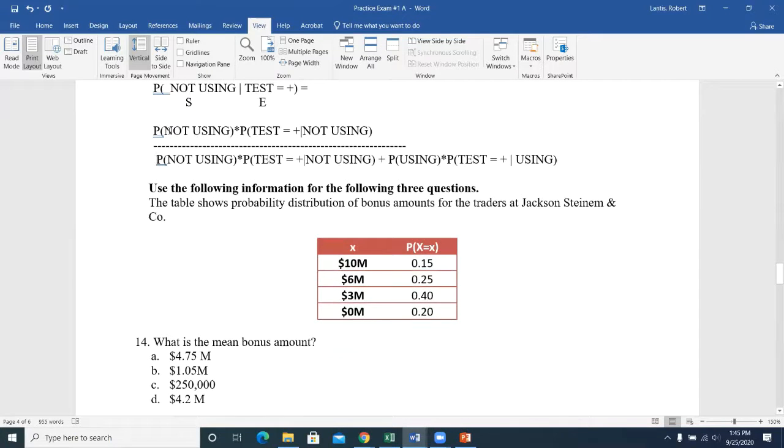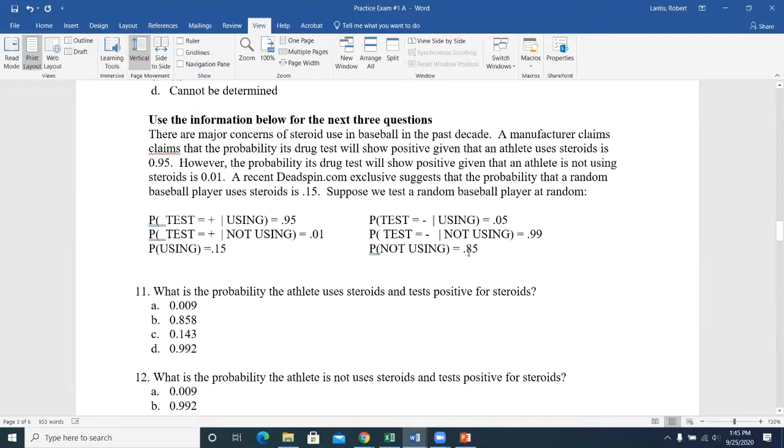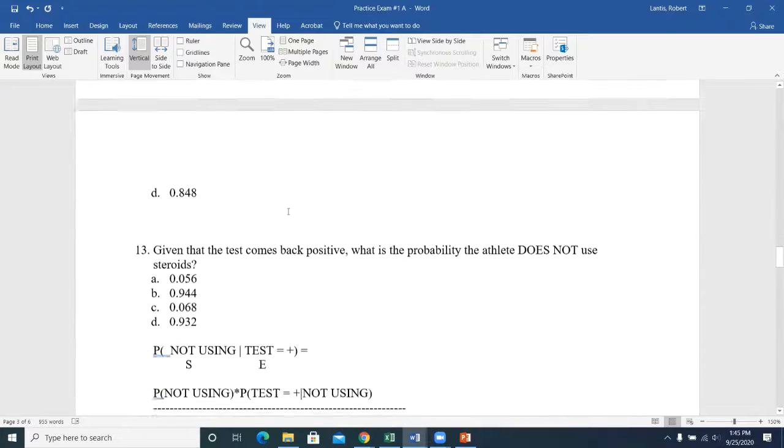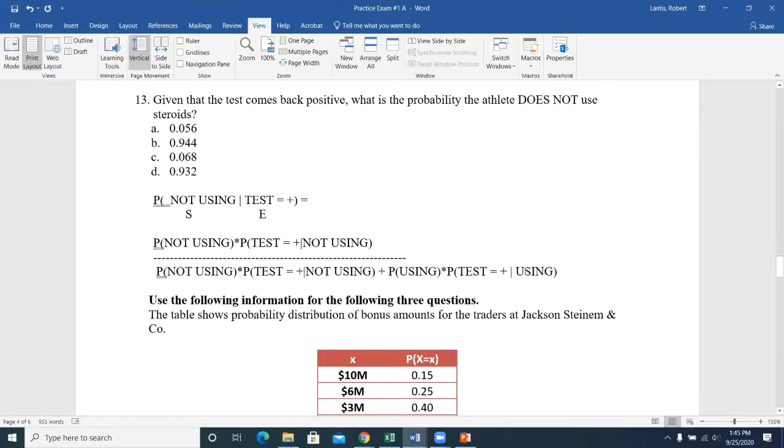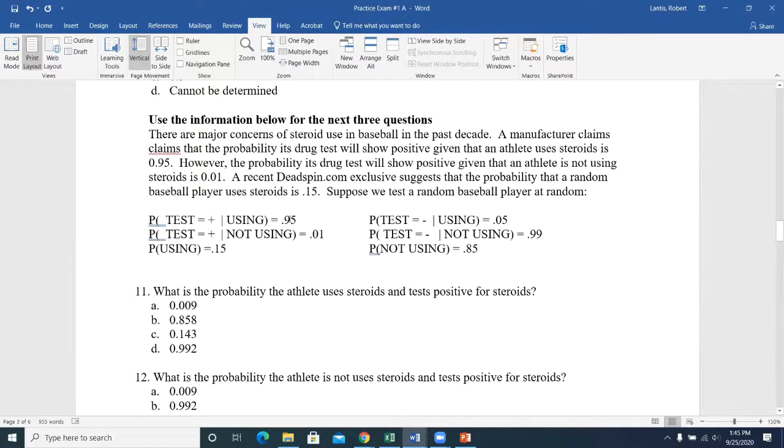Actually, I think I might have said that backwards. The probability they're not using is 0.85, right? I think I went up here and got it right. Probably they're not using is 0.85. Sorry, I just want to clarify that. Then the probability that given that they're using, the test comes back positive. Given they're using, the probability the test comes back positive is 0.95.